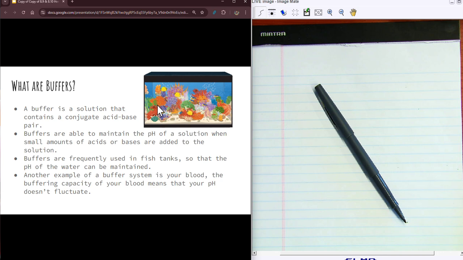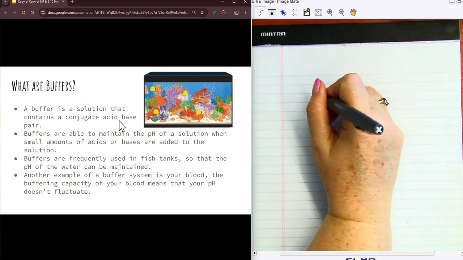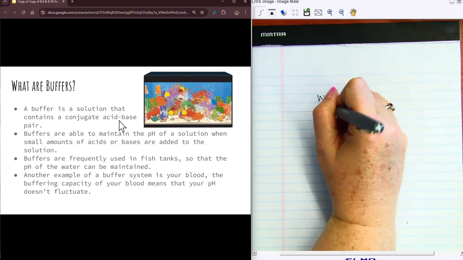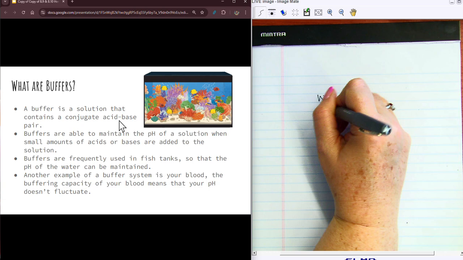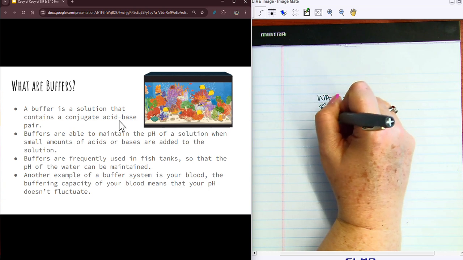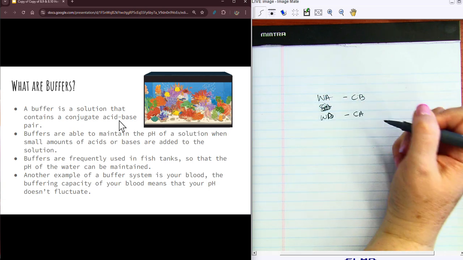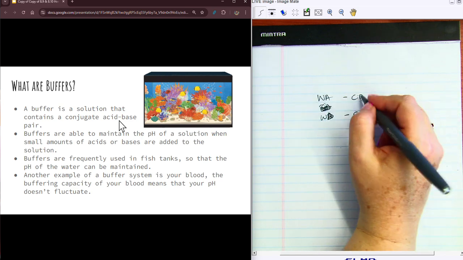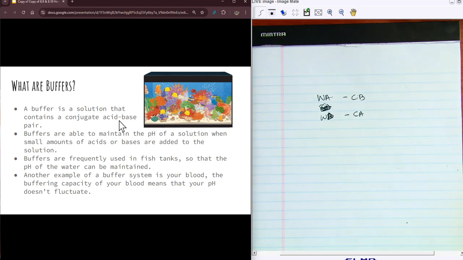A buffer is a solution that contains a conjugate acid-base pair: a weak acid and its conjugate base, or a weak base and its conjugate acid. So it's a weak acid or a weak base and its conjugate. That is what a buffer is.